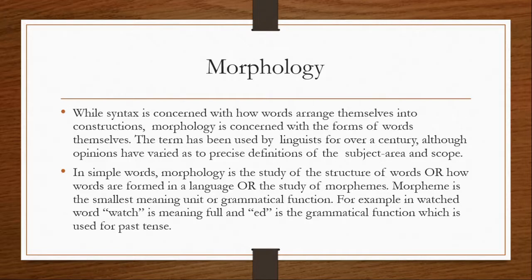Now, what is a morpheme? A morpheme is the smallest meaningful unit or grammatical function. What is a meaningful unit and what is a grammatical function? For example, look at the word watched. In this word, watch is meaningful because it provides meaning, while ed is the grammatical function that does not provide any meaning. Instead, it provides the information about the grammar. It is the past tense. So both these elements in this word watched are morphemes.